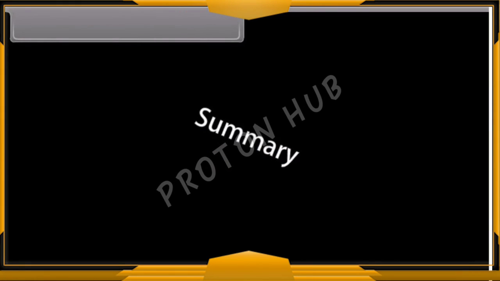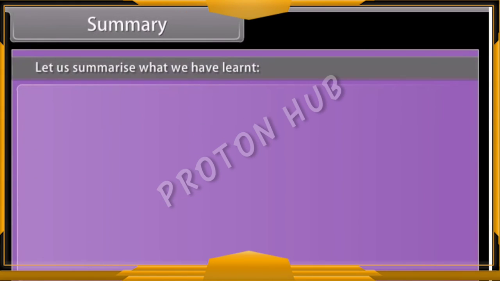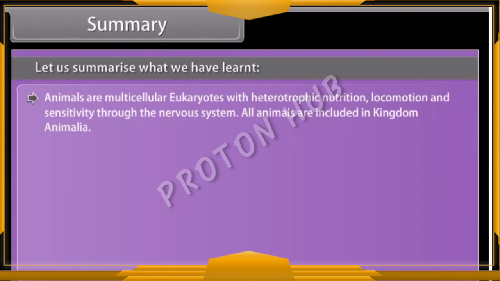Summary. Let us summarize what we have learned. Animals are multicellular eukaryotes with heterotrophic nutrition, locomotion and sensitivity through the nervous system. All animals are included in kingdom Animalia.